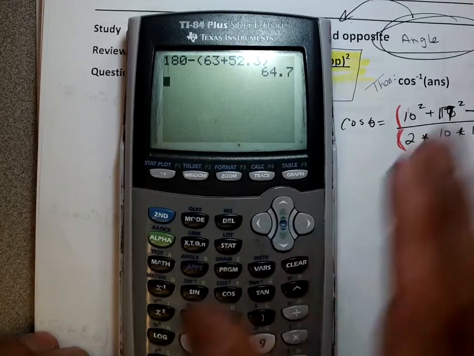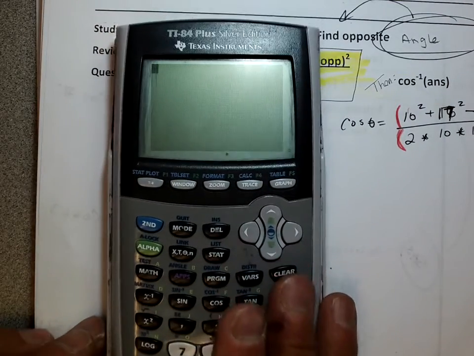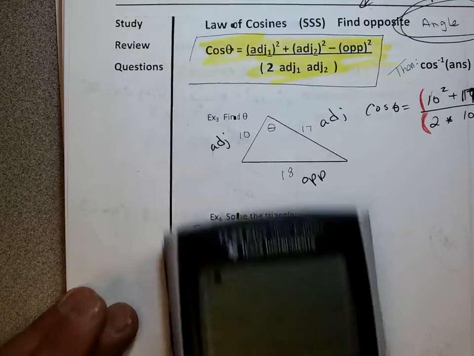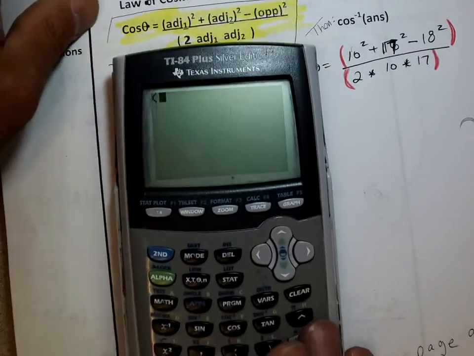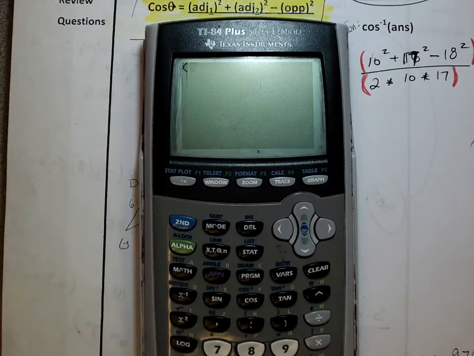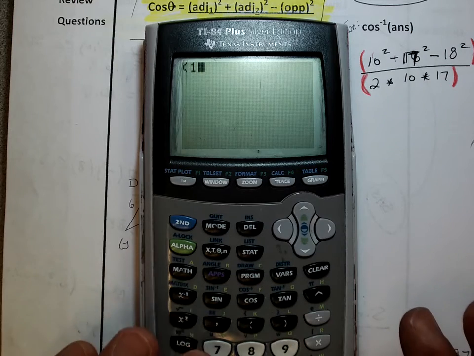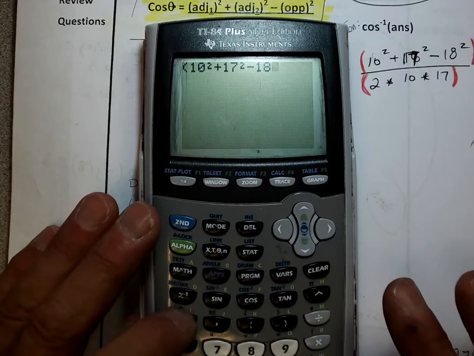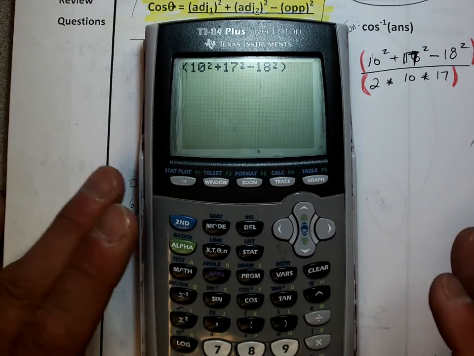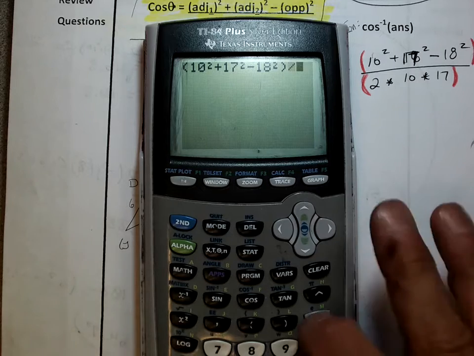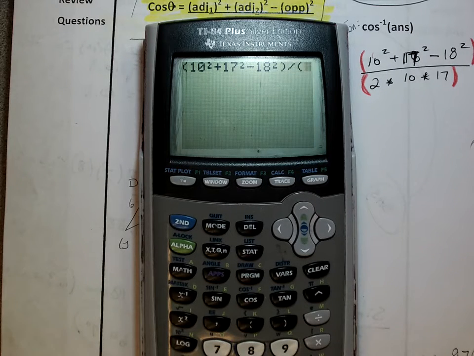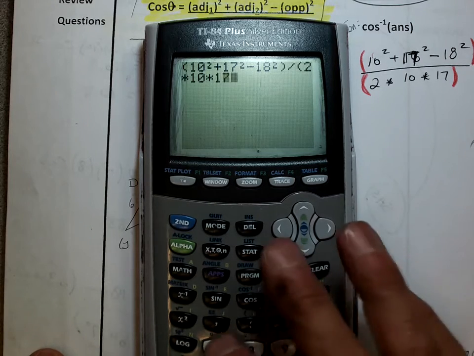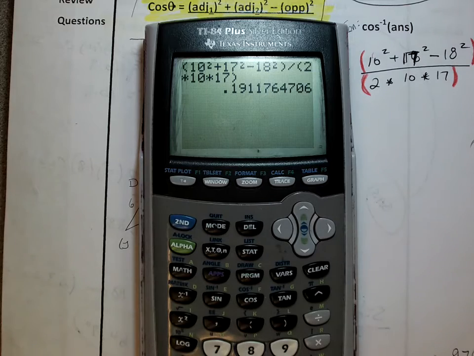So if I do this on my calculator, I'm going to go clear. And I'm going to go to parentheses. Otherwise, yeah, there you go, okay. Got to have parentheses. It's very important. You go parentheses 10 squared plus 17 squared minus 18 squared parentheses. You have to have the parentheses. So you have the entire top divided by parentheses. You have to have the parentheses, so you have the entire bottom, okay? 2 times 10 times 17 parentheses. Enter. And I get a decimal. That makes sense to me.